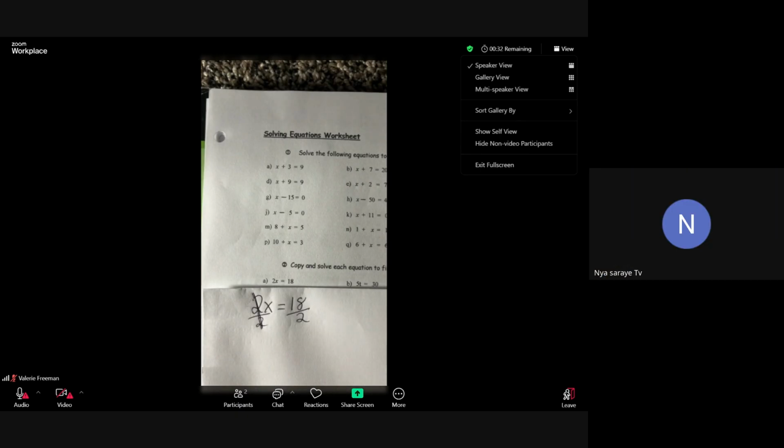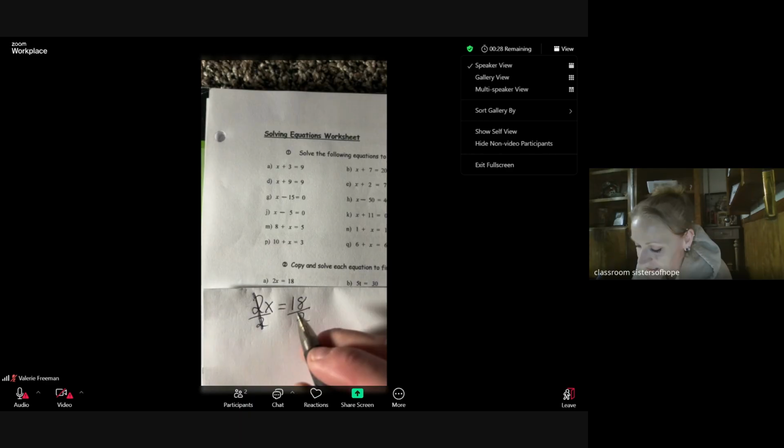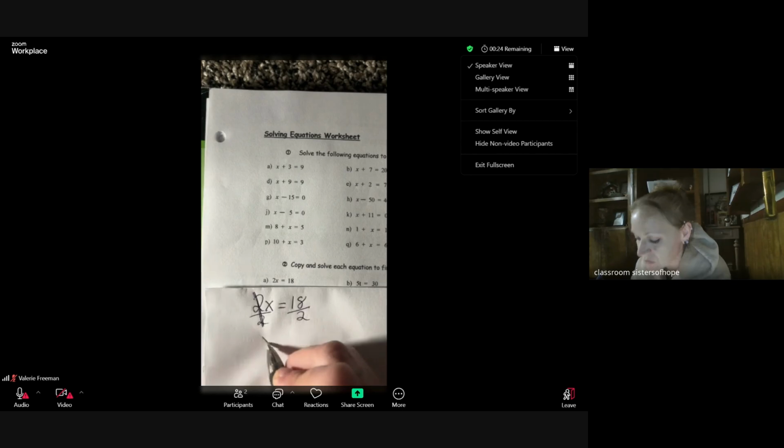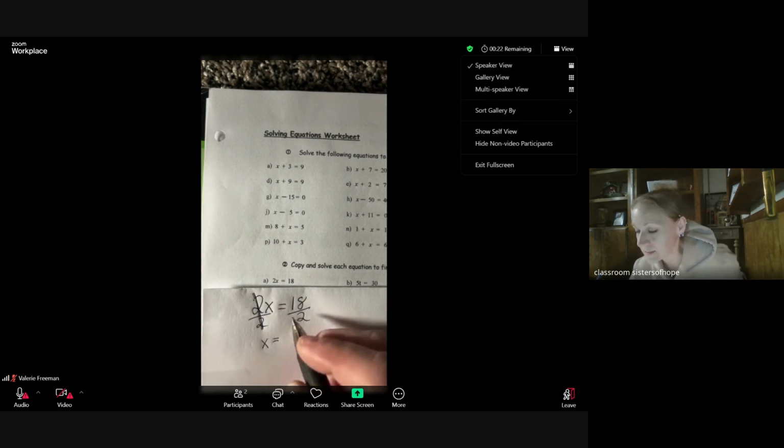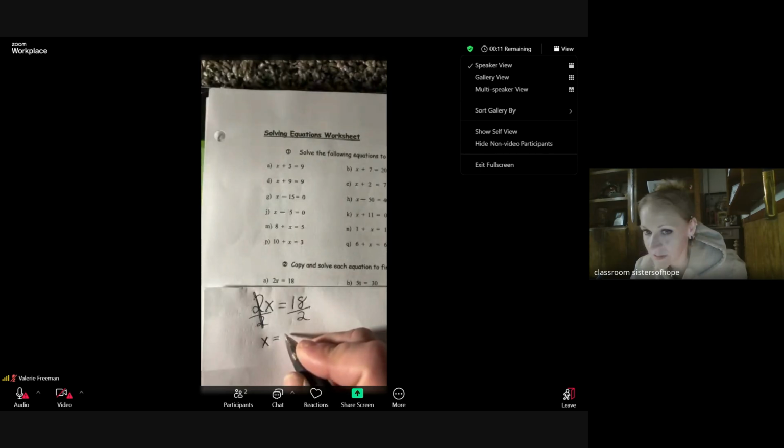You want to get a picture real quick? 18 divided by 2 equals x. What's 18 divided by 2? 8. No, check your math. 8 and 8 is 16. You're close. 9. It's going to be 9.